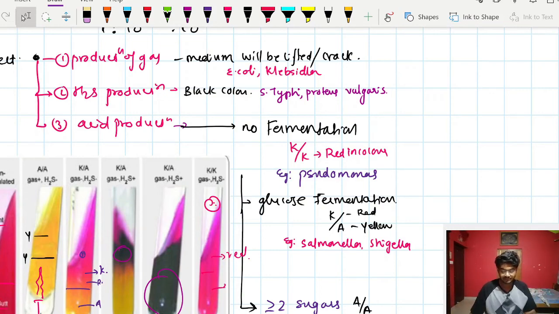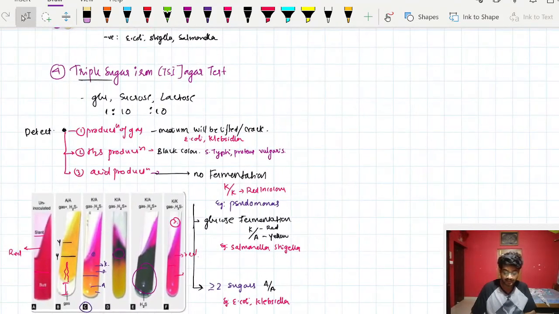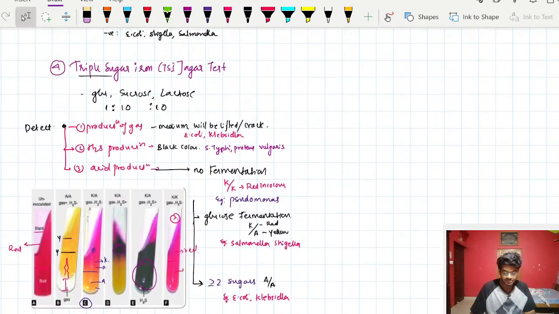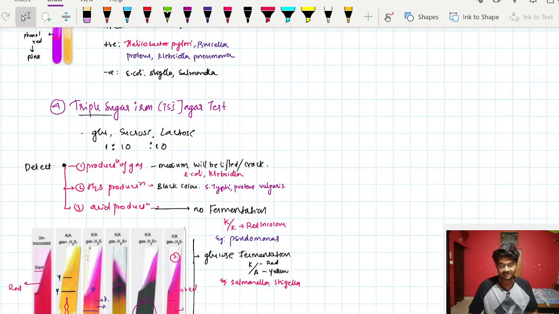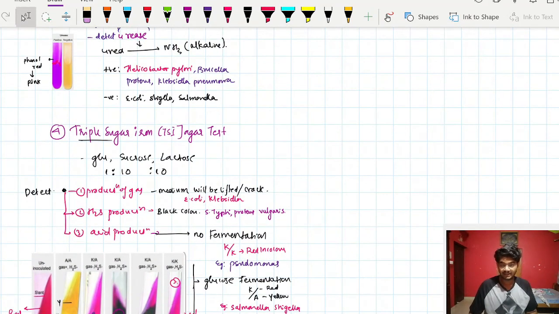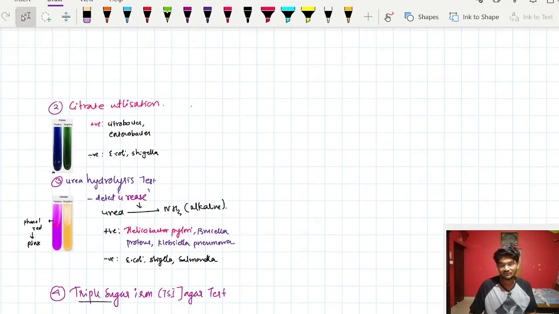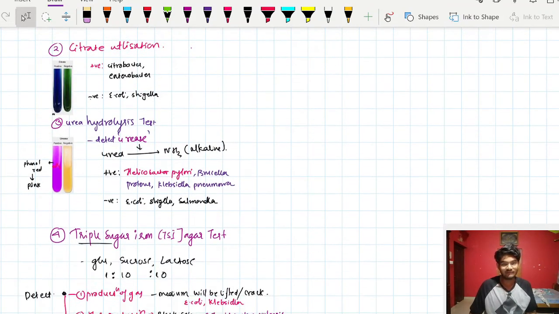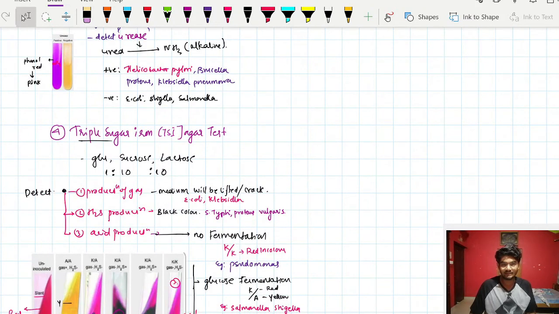So this is the triple sugar iron agar test. We have finished the identification by the routine method, that is by biochemical reactions. Then the pathogen can also be identified by PCR, that means the molecular method, and can also be detected by immunological methods, that is antigen and antibody detection.